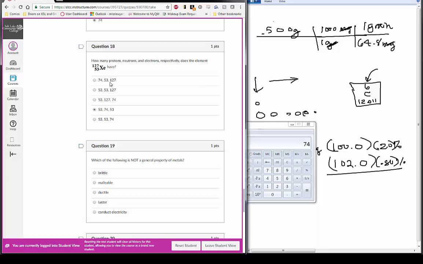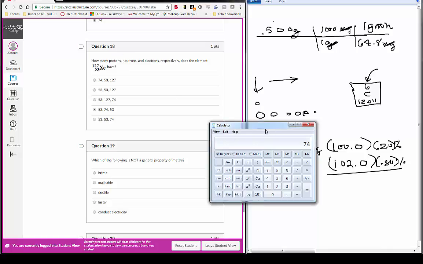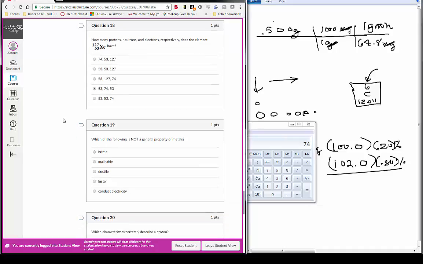But just to make sure we're doing it right, the total mass up here, 127, needs to be the sum of the protons and the neutrons. And we know we have 53 protons, so mass of 127 minus 53 protons gives me 74 neutrons. So yes, I'm sure I got that right.